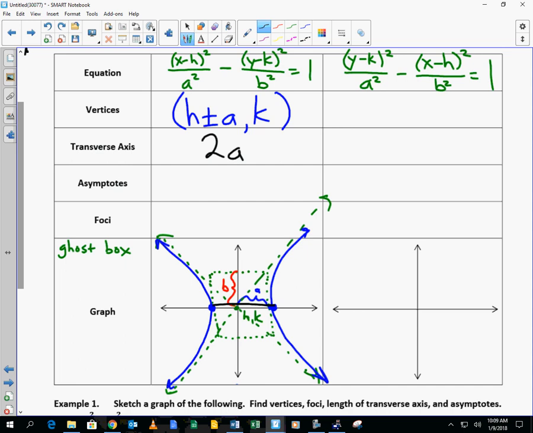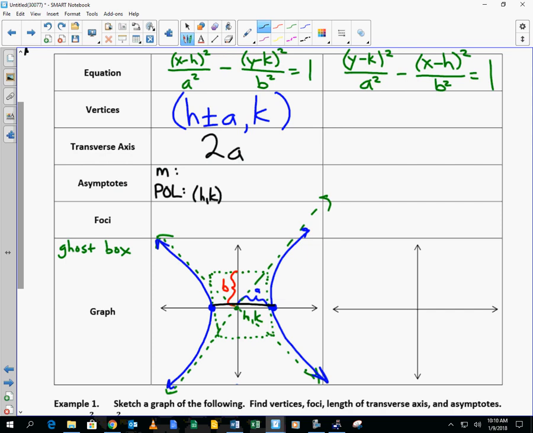The asymptotes, here's where you've got to dig a little bit deep, folks. The asymptotes are imaginary lines, correct? So I'm going to write an equation for the asymptotes. In order to write an equation for a line, I need a slope and I need a point on the line. What part of the graph do the lines go through? They both go through the center, right? In this case, it looks like it's 0, 0, but they both go through the center. What's the center of the graph? h, k. So that's the point on the line.